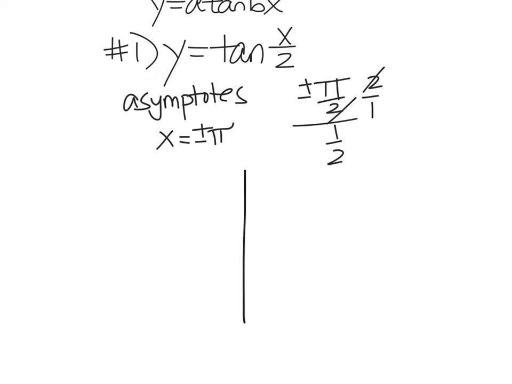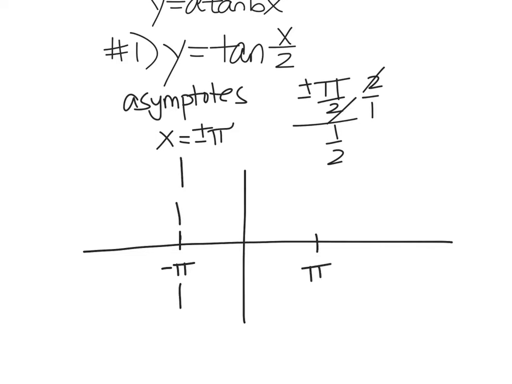So I'm going to go to my graph, and here we go. The asymptotes are so helpful. They're going to tell you all you need to know. So go over here to negative pi, and go over here to positive pi. And draw your asymptotes. And that's going to be one full period of tangent in there.